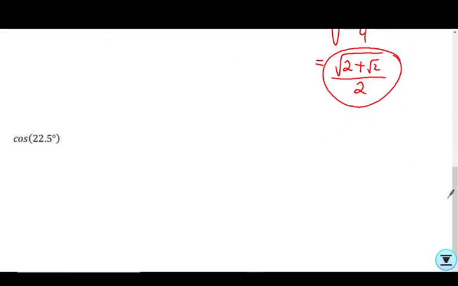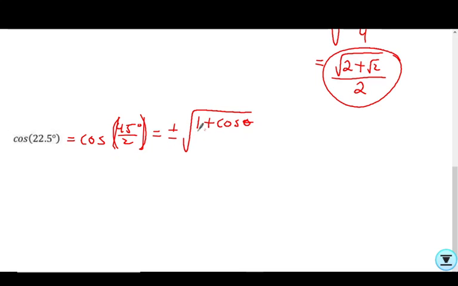Okay, and the last one, cosine of 22.5. As soon as I see that .5, I'm thinking half angle. And basically this is cosine of 45 degrees over 2. And the half angle for cosine is plus or minus the square root of 1 plus cosine theta over 2. So just like the last one, except it's positive. So sine and cosine have the same half angle, except sine has a minus and cosine has a plus.